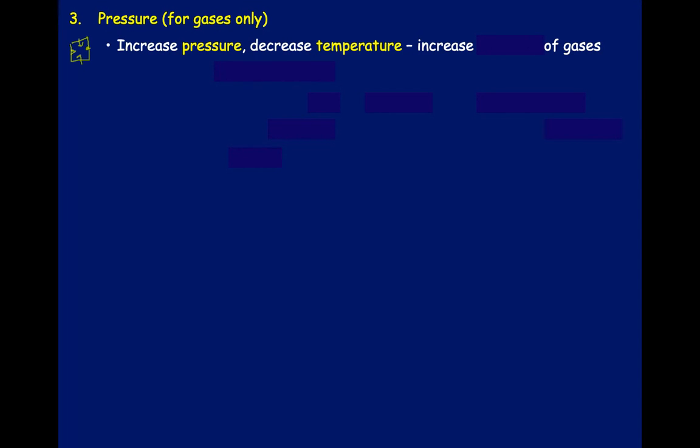If you make it colder, you slow the gas particles down, and you allow them more ability to attract. That will also increase the solubility of gases. So increase your pressure, increase P, and lower your T will cause an increase in the solubility of a gas.